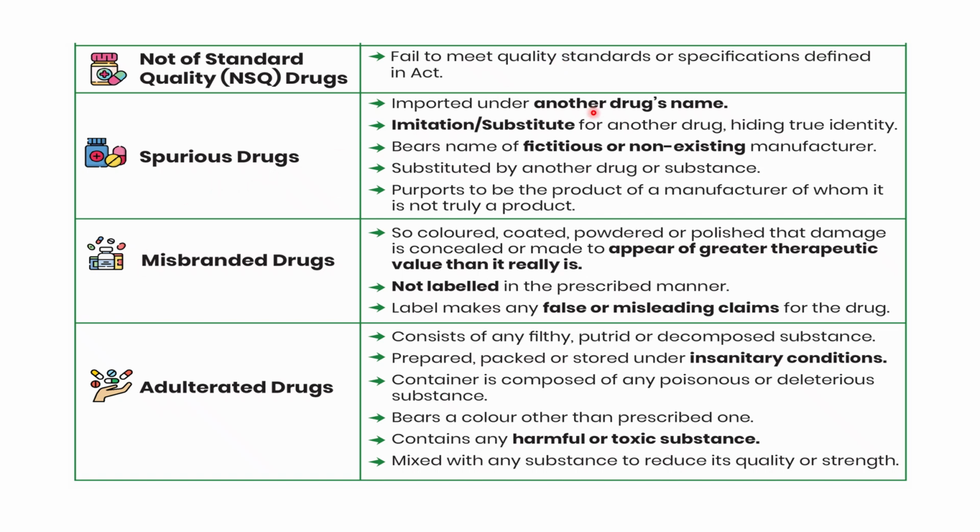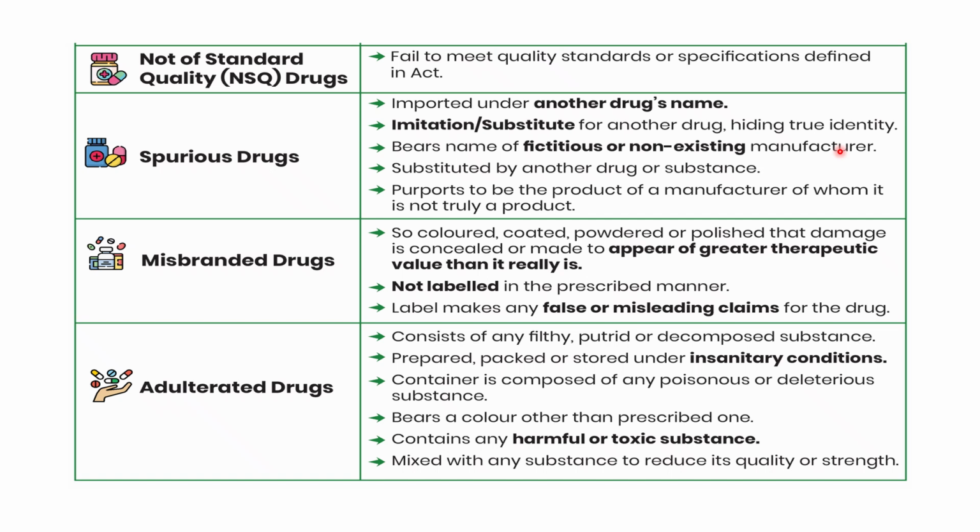So what is the spurious drug? A spurious drug is imported under another name. Instead of the real drug, we are importing another drug. It is an imitation or substitution for another drug, hiding the true identity of the drug, or bearing the name of a fictitious or non-existing manufacturer. For example, there is drug A and drug B. We are importing drug B, but we say that it is drug A.